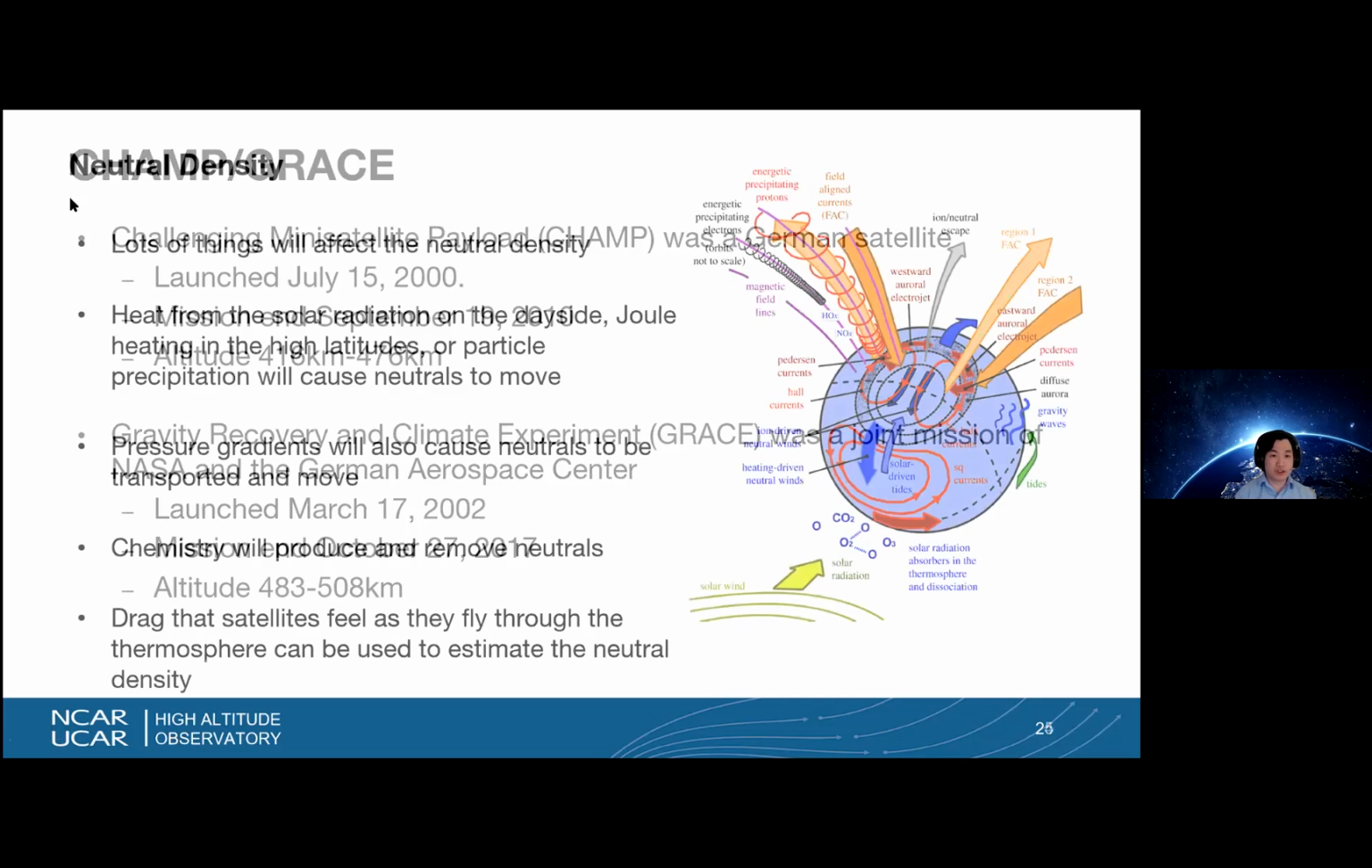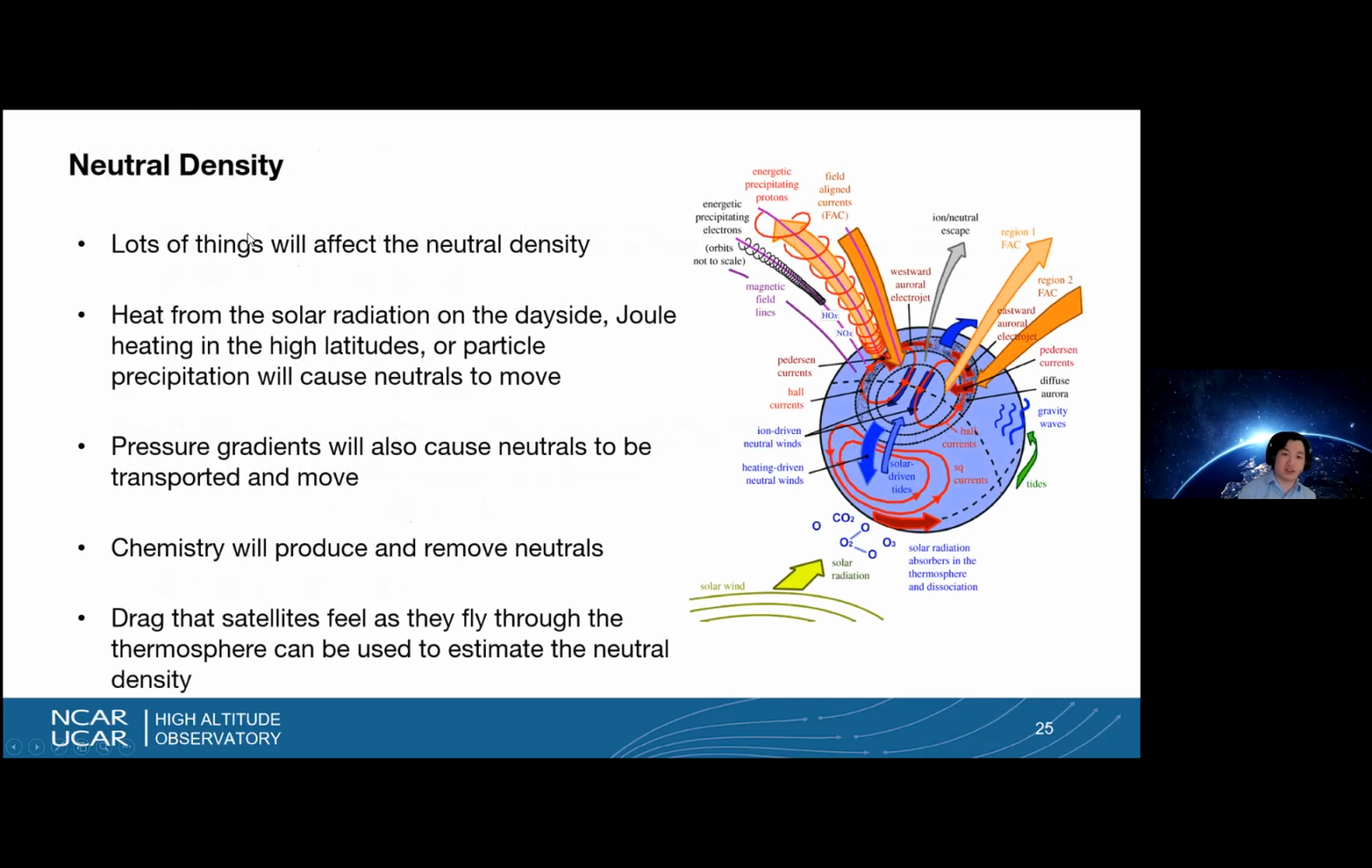All right, so why is the neutral density important? So I was just talking about these satellites.